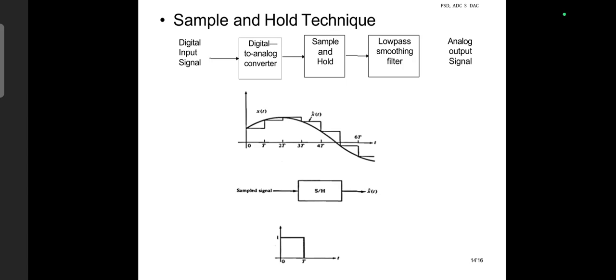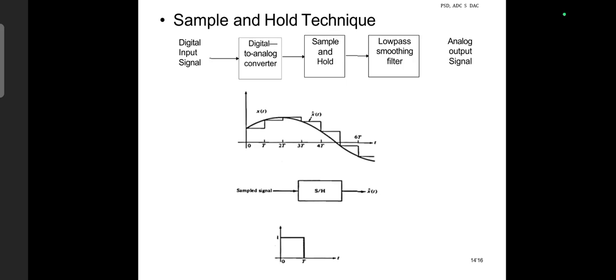The basic idea is quite simple. The digital input is first converted into corresponding sample values. This sample and hold block then holds each sample value for a specified period. So as a result, the output waveform remains constant between two consecutive sample instants. Therefore, instead of immediately changing from one sample value to next, the output holds the current value for a certain duration. So this produces a step-like or a staircase waveform. So that is what is shown in this slide.